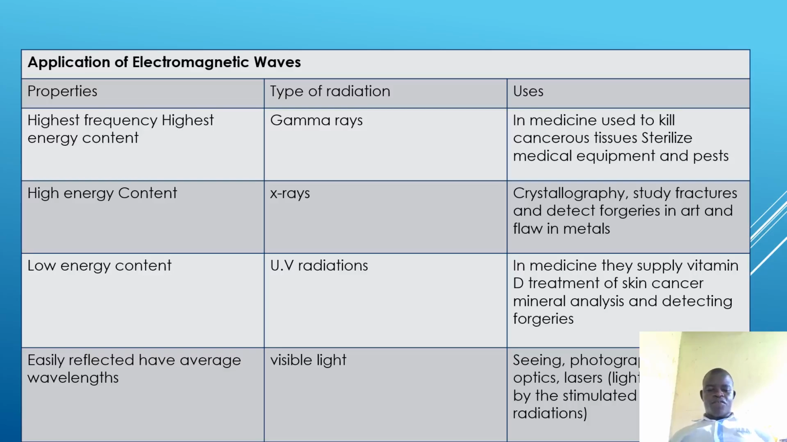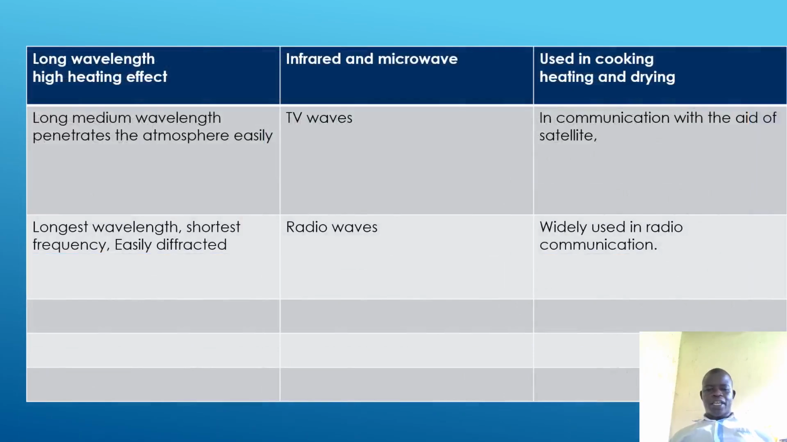We also have visible light, which is easily reflected and is the one majorly used in seeing. We see because of visible light. We also have photography: any photograph taken uses visible light, as do fiber optics and lasers. So those are areas where it is applied. Then we have the radio waves.